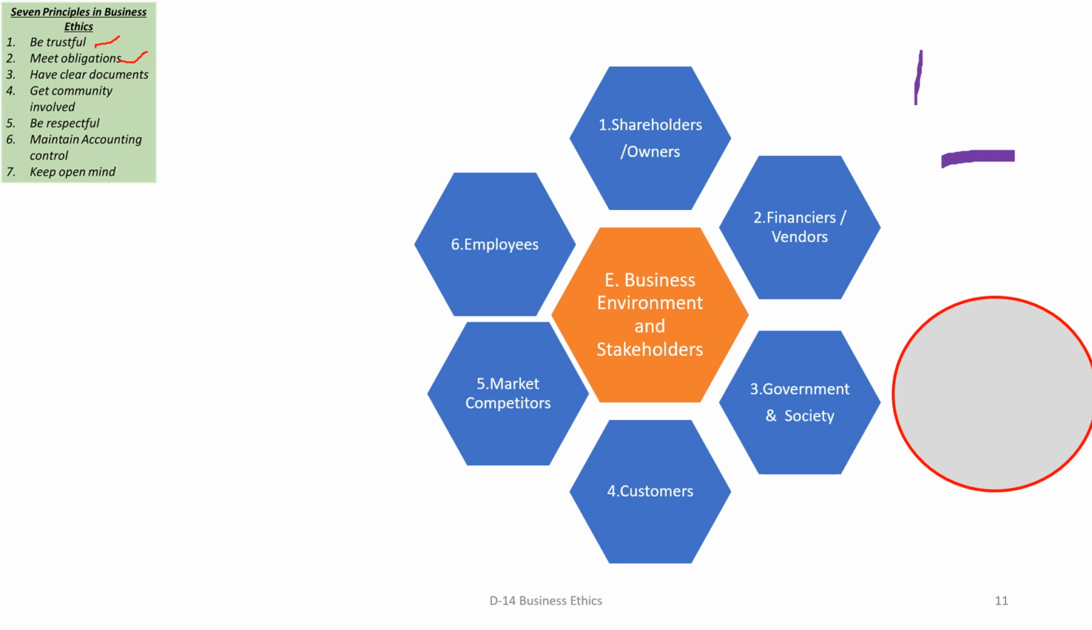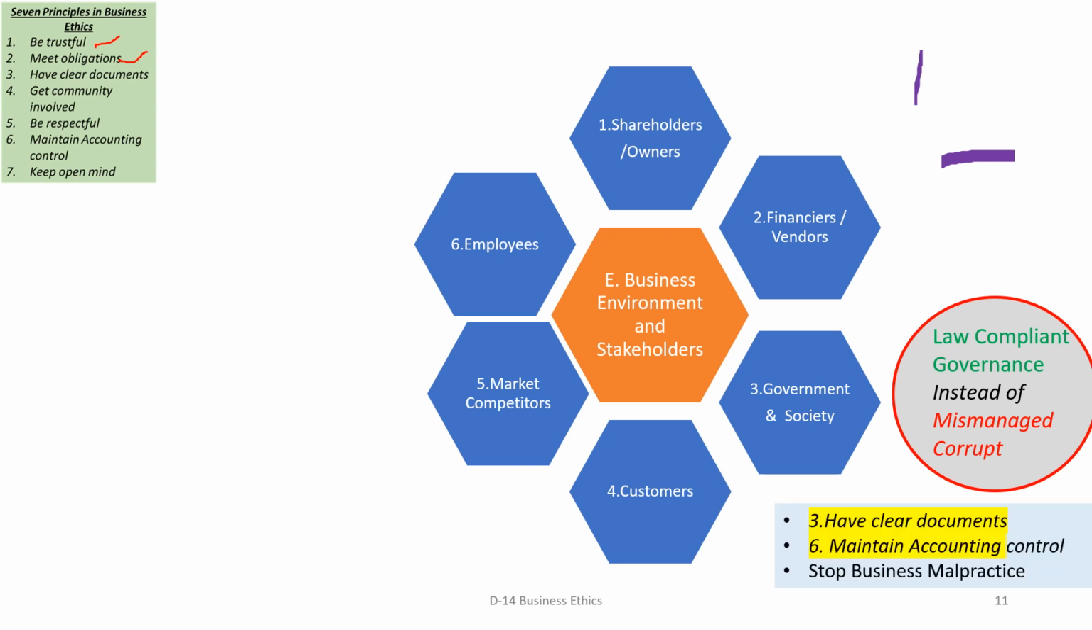Then comes government. Government is the largest facilitator in any business. What does the government require? It requires compliance with the law and good corporate governance. No mismanagement, no corruption. This is what the government expects. Fall in line with the rules and regulations and follow them. And how do you do it? Have a look at it. Have clear documents. Anything that you do is on record. Maintain accounting control, and stop business malpractice. If you do these things, you are perfectly ethical. You are on the right path.